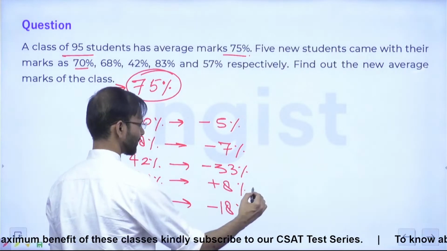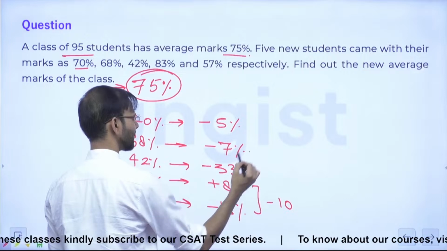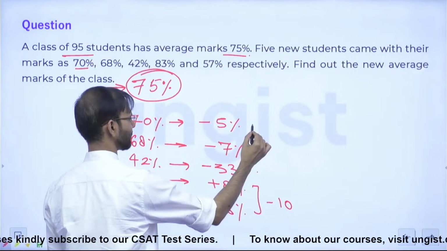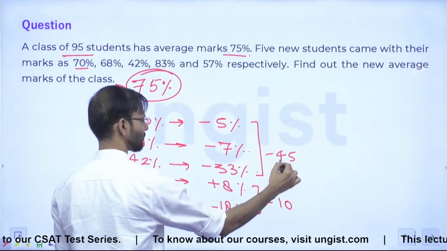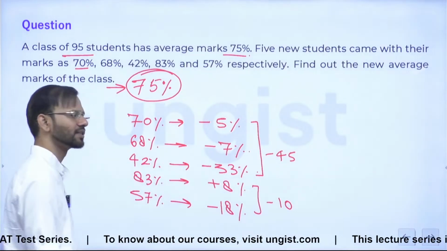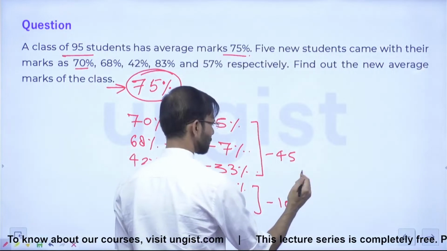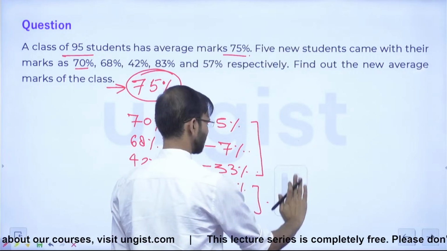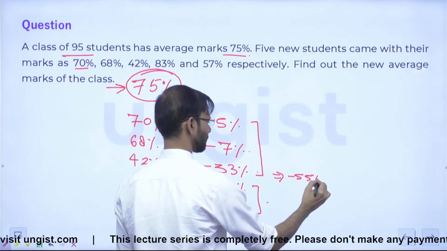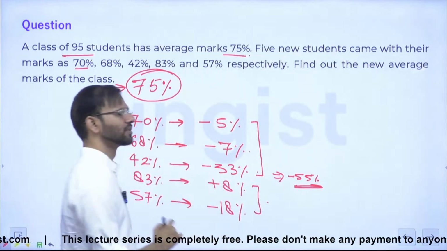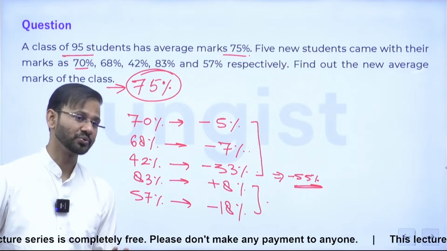So all of you here, this is -10. 33 plus 7 is 40. 40 and 5 is 45. So this is -45. So -45 and -10, it is -55 overall. So total, let me write the total here. The total is -55%. So these 5 students are coming with -55% contribution.